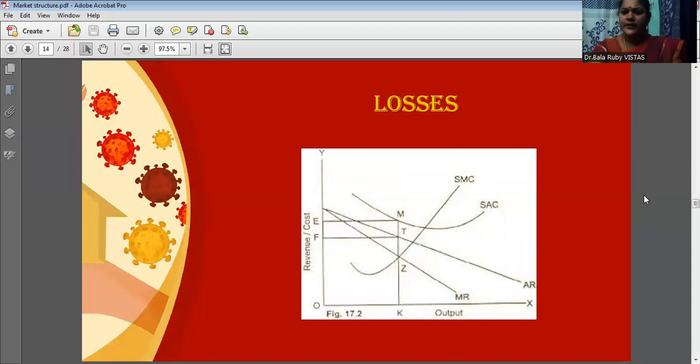So these are the main aspects in monopolistic competition.